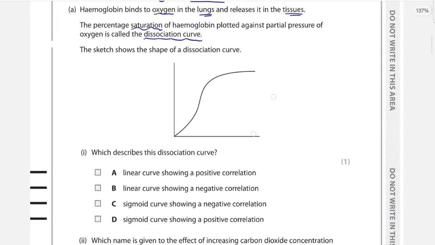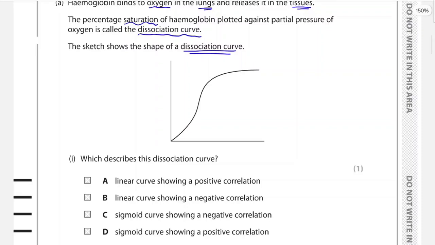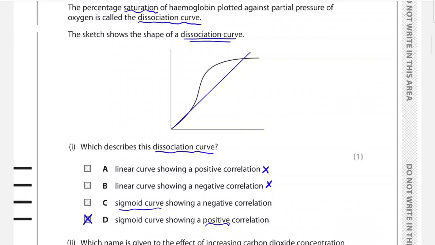And this is the shape of the dissociation curve, which is already common in our exams. Is it a linear curve? Of course not. Linear curves should look like that. So B and A are excluded. It's a sigmoid curve which shows the S shape. This means that it's a sigmoid curve showing a positive correlation as it's increasing in this shape. So my answer will be D.